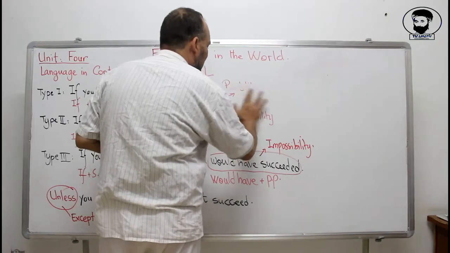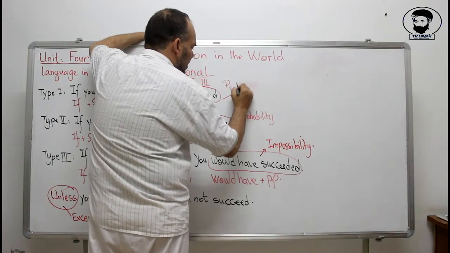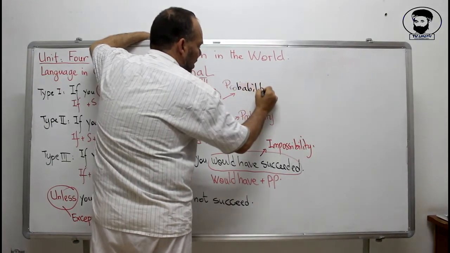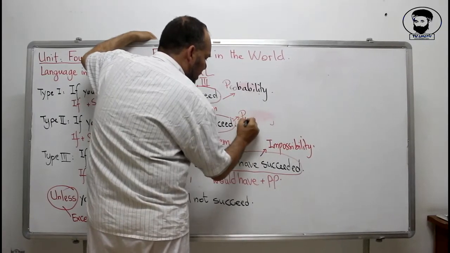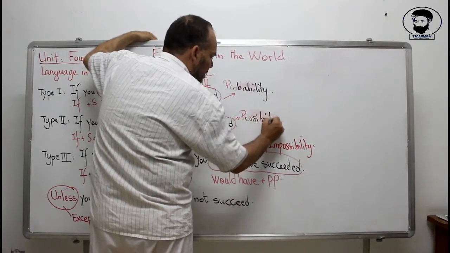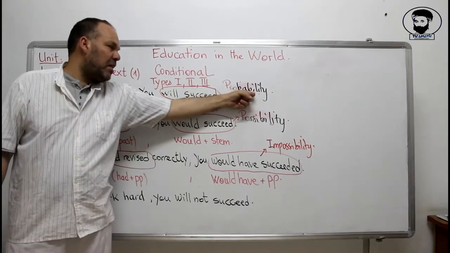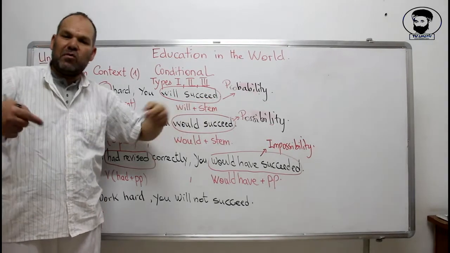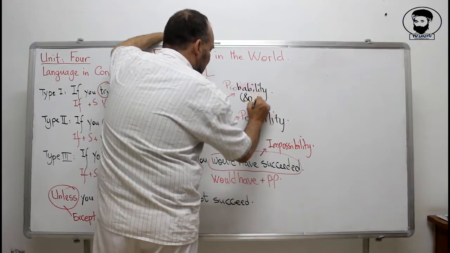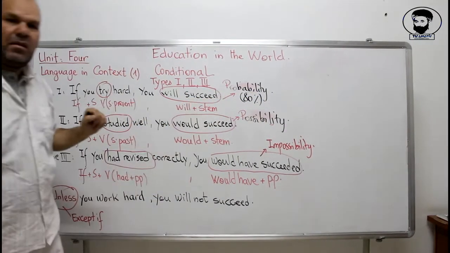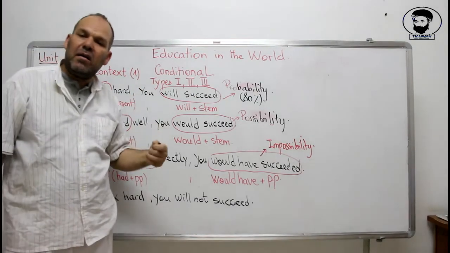Conditional type 1, using the verb in the present and will plus stem, expresses probability. What does probability mean? It means that if you work hard, it is probable that you succeed. It means you have a great chance. Here, it means you've got an 80% chance to succeed. So for this reason, type 1 is used for the meaning of probability.